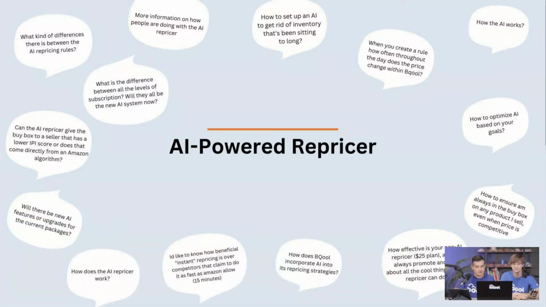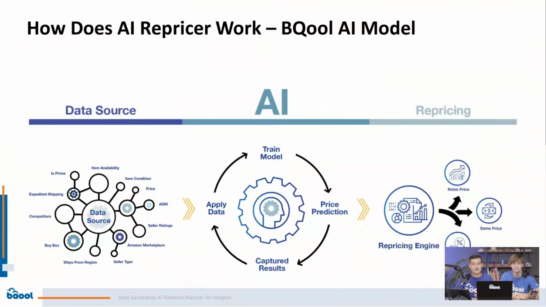So we'll be answering some more questions about the AI powered repricing. We got tons of questions about it. So we're going to just go and talk about the main concept of that. And this is how our AI powered repricer works again. As I mentioned, there are many different factors, about 20-ish factors that go into the variables.